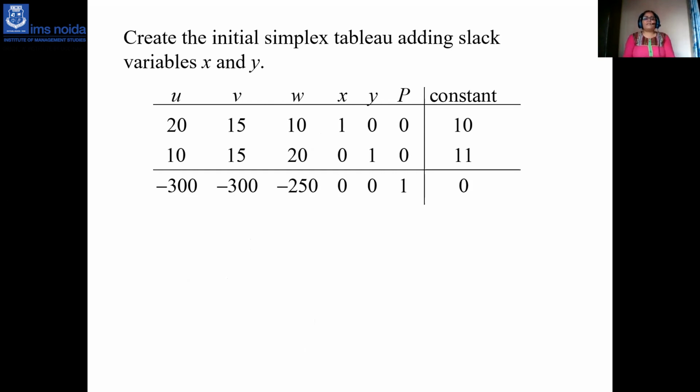u, v, w, x, y, p like this. Now x and y have become the slack variables. So in the first one you introduce x, so that's why the y coefficient is 0. And in the second equation, the y coefficient is 1 and the x coefficient is 0.